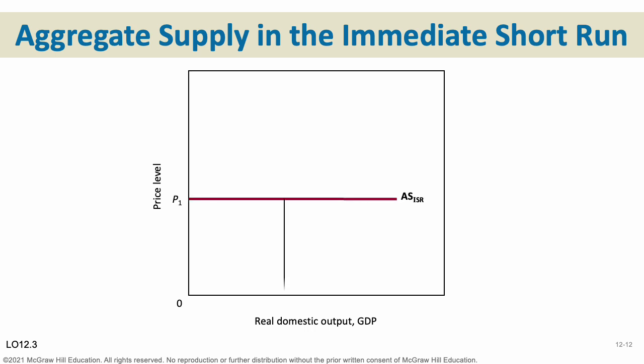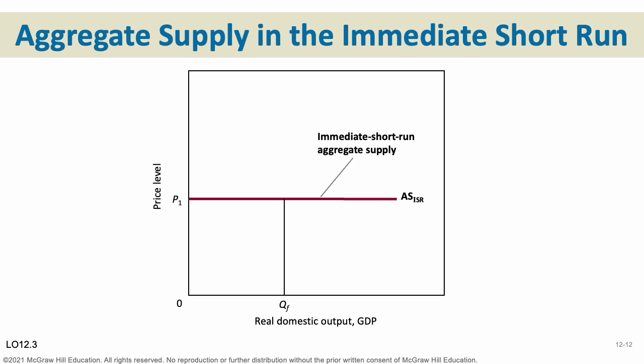So here is our immediate short run curve right here. As you can see here, price does not change, so supply is a flat line. And depending on demand, the quantity will change. So firms will collectively supply the level of output demanded at that price. So we can move along that flat line.